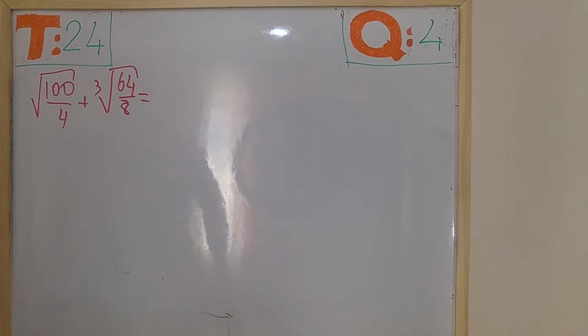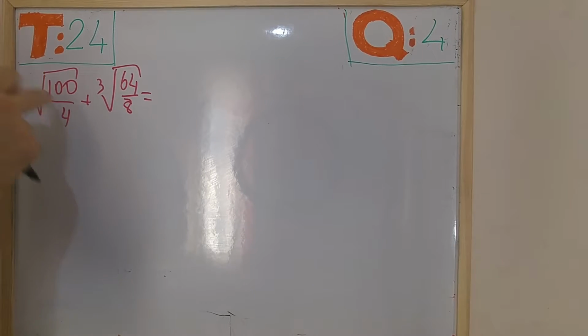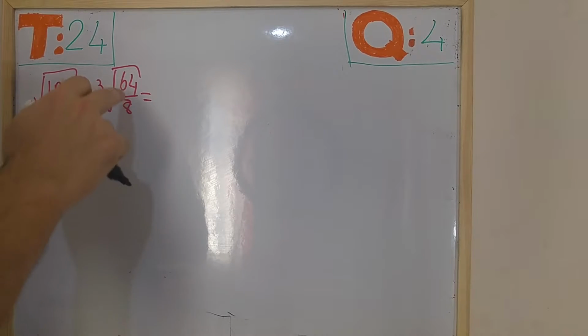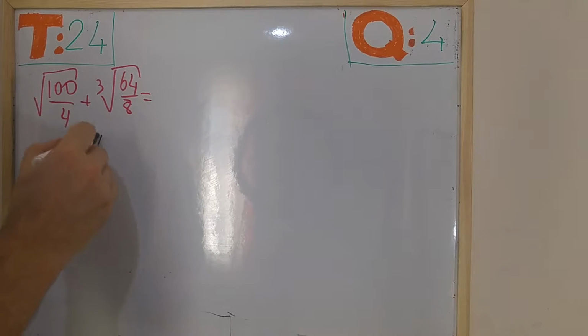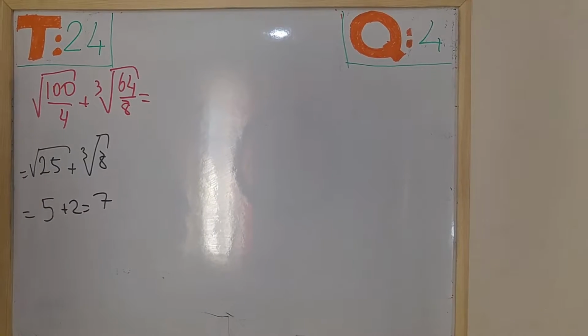Solve this question in two different ways. First approach is to make the operations first, and the second approach is to take the square roots first. Both are equal to each other. Let's do the first approach. 100 divided by 4 is equal to 25. So this is equal to square root of 25 plus cubic root of 64 divided by 8, which is 8. And square root of 25 is equal to 5. Cubic root of 8 is equal to 2. This makes 7. This is the first approach.